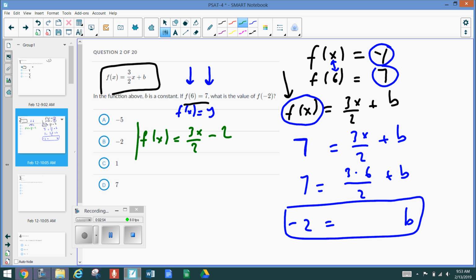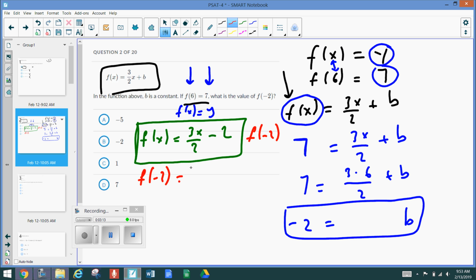Now we got a new question. This is the explanation, and the new question is, what is f of -2? So we know how to solve this one, right? Okay, f of -2 is equal to 3 times, what is x? -2, substitute that, over 2 minus 2. So -6 over 2, -3 minus 2, -5.